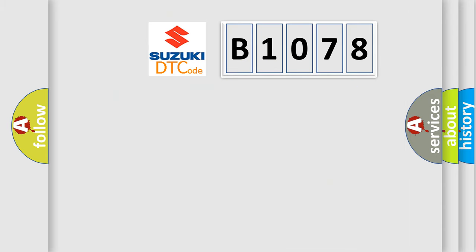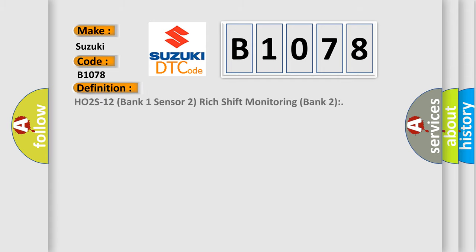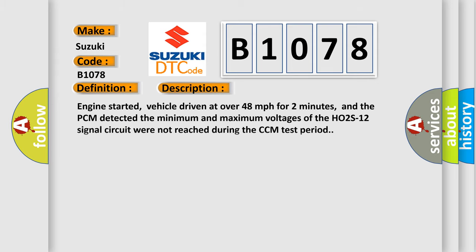So, what does the diagnostic trouble code B1078 mean specifically for Suzuki cars? The basic definition is HO2S12 Bank 1 Sensor 2 Rich Shift Monitoring Bank 2. And now this is a short description of this DTC code. Engine started, vehicle driven at over 48 miles per hour for 2 minutes, and the PCM detected the minimum and maximum voltages of the HO2S12 signal circuit were not reached during the CCM test period.